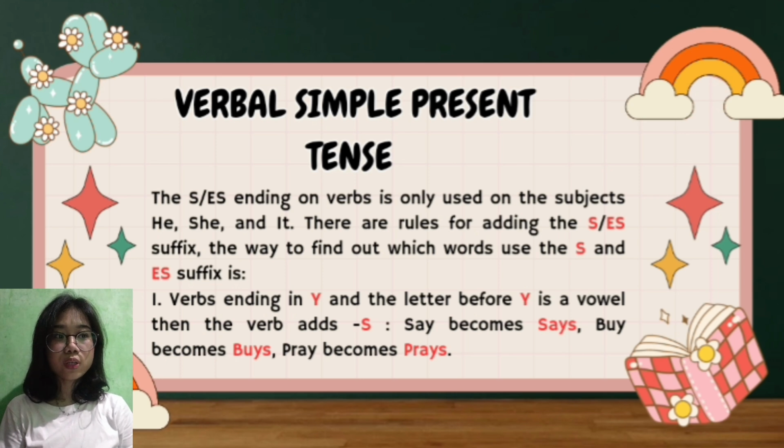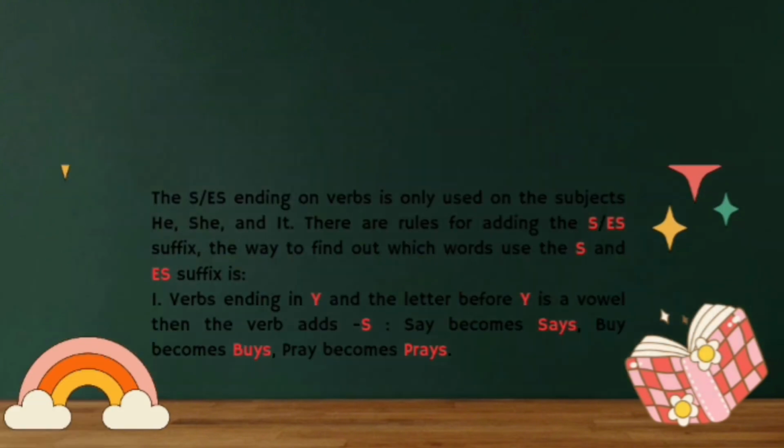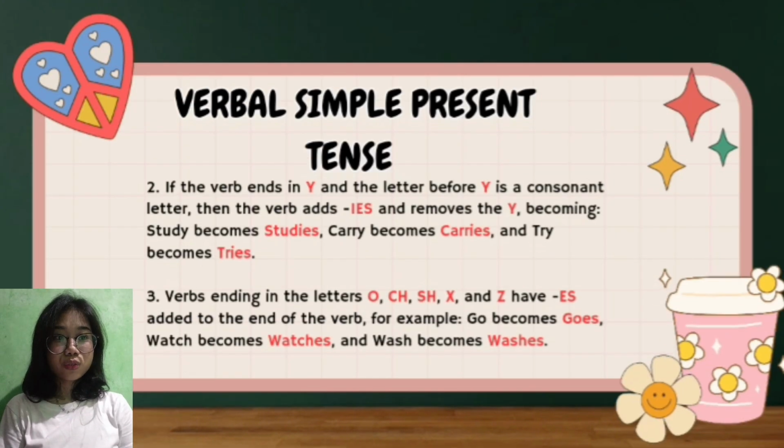The way to find out which words use the s and es suffix is, 1. Verbs ending in y where the letter before y is a vowel just add s. Say becomes says, buy becomes buys, pray becomes prays. 2. If the verb ends in y and the letter before y is a consonant, then remove the y and add ies. Study becomes studies, carry becomes carries, and try becomes tries.